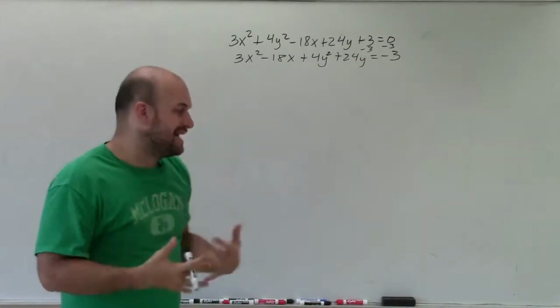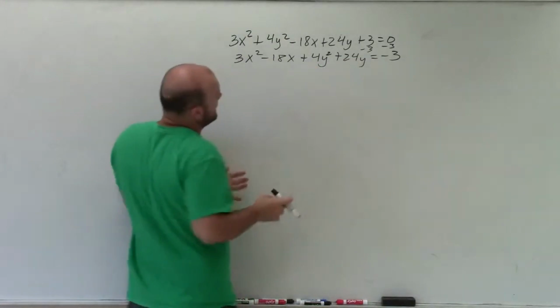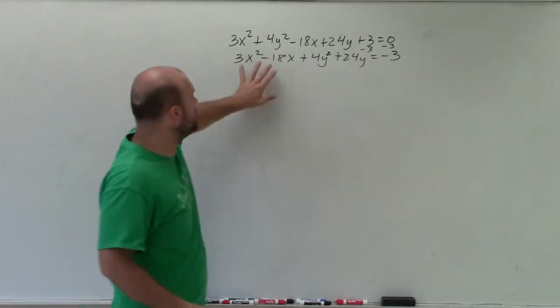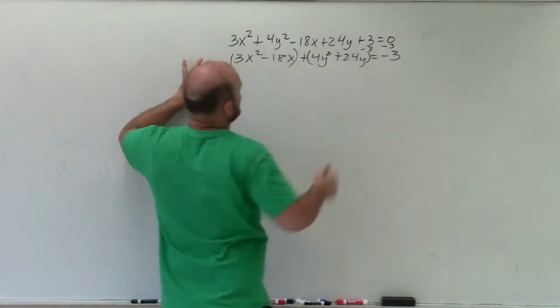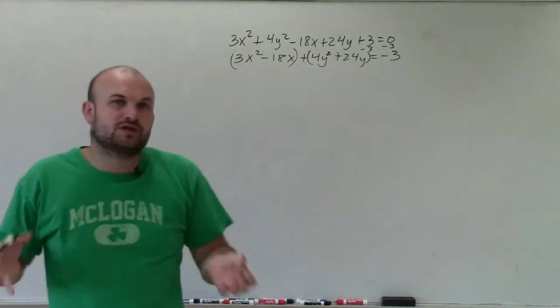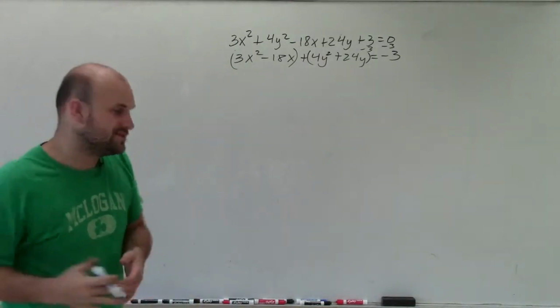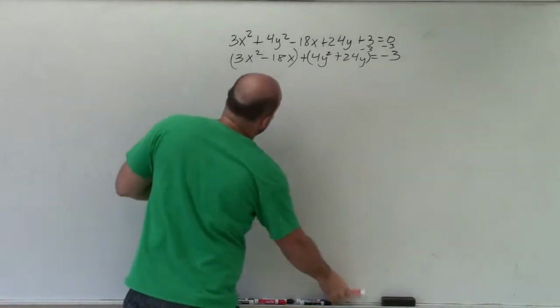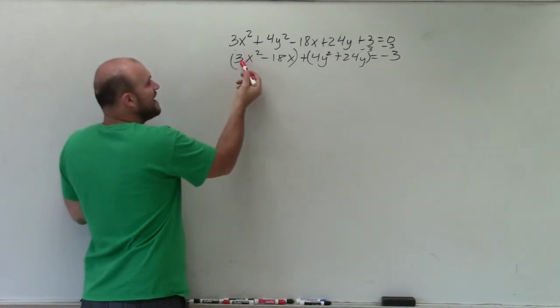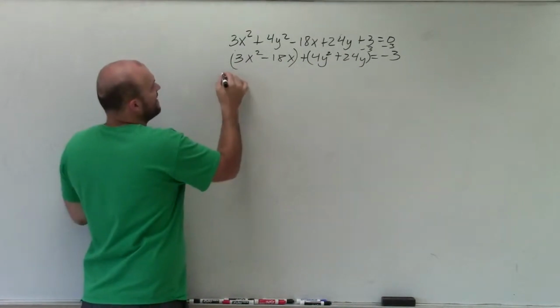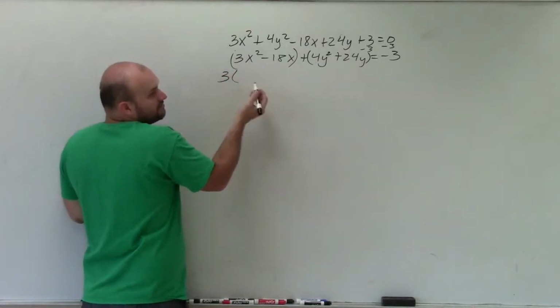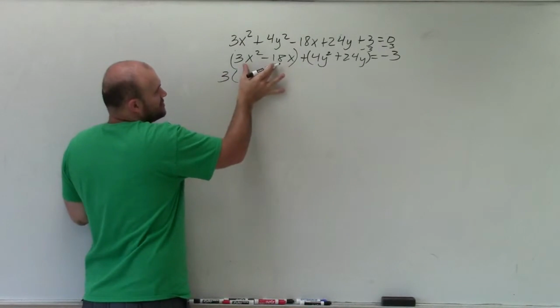Now, again, what we're trying to do is create perfect square trinomials. Right now, if you just look at these, we just have 2 binomials, right? I want to create 2 perfect square trinomials. So to do that, I have to complete the square. But to complete the square, we got to make sure that our quadratic terms have a coefficient of 1. So I'm going to factor out their common factor, which in this case, for the x's, would be 3.